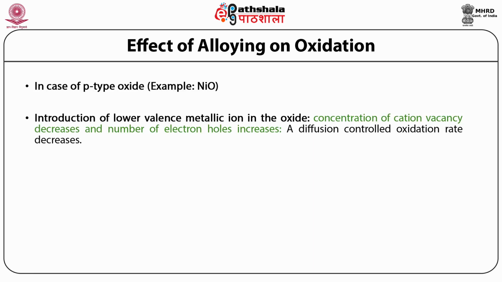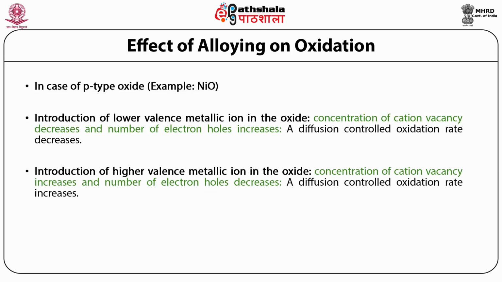Next is the introduction of higher valence metallic ion in the oxide. Now here the concentration of cation vacancy increases and number of electron holes decreases, indicating a diffusion controlled oxidation rate increases.